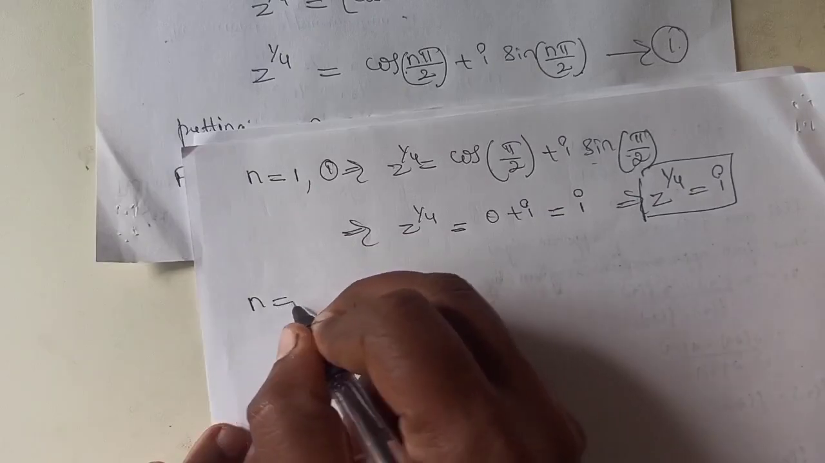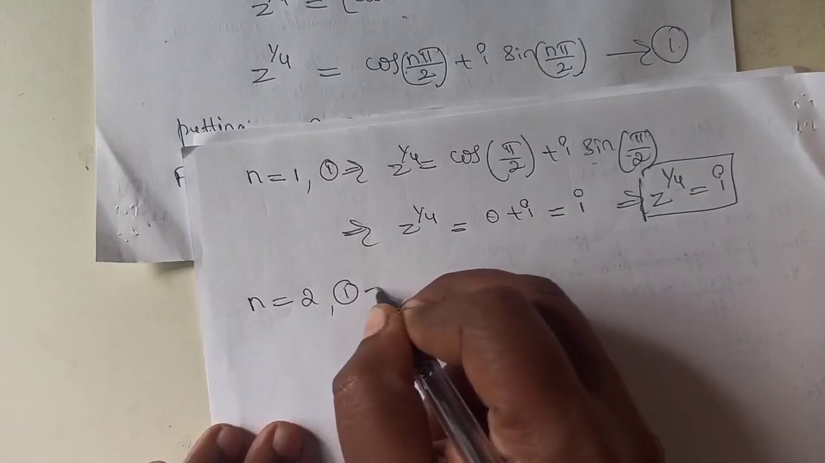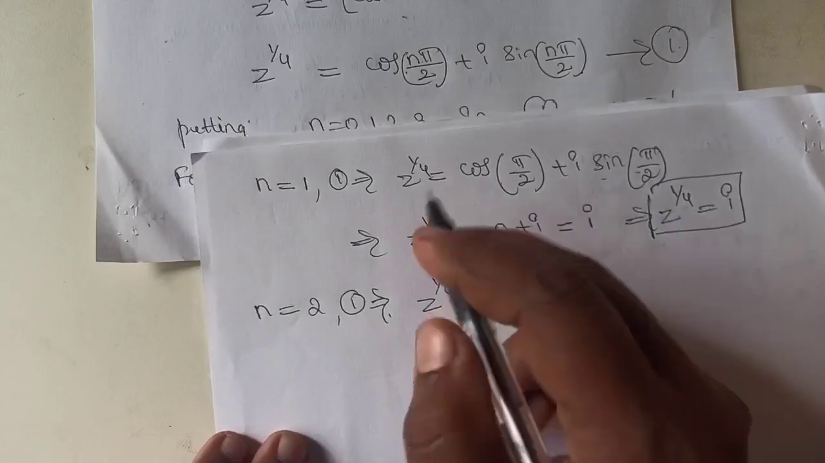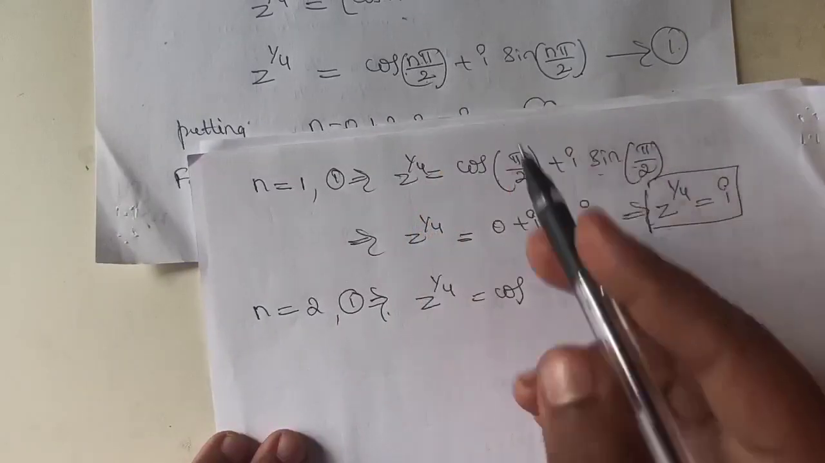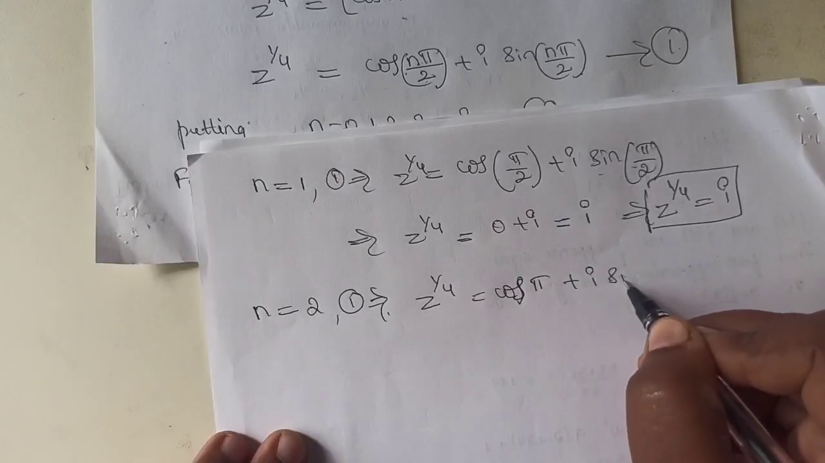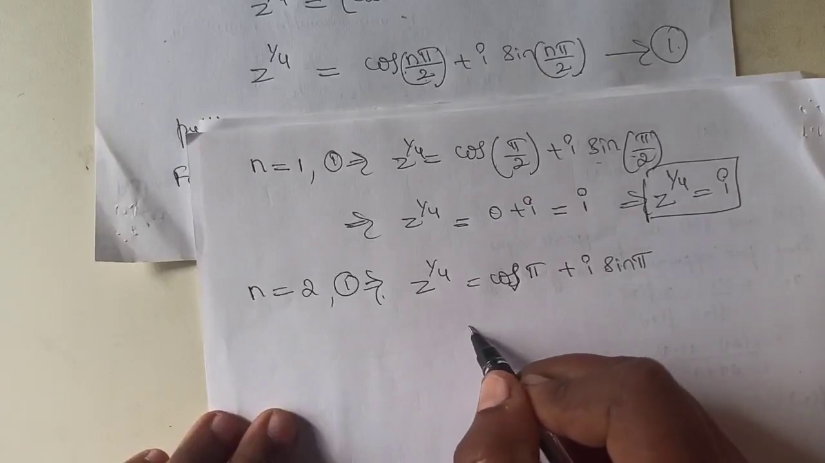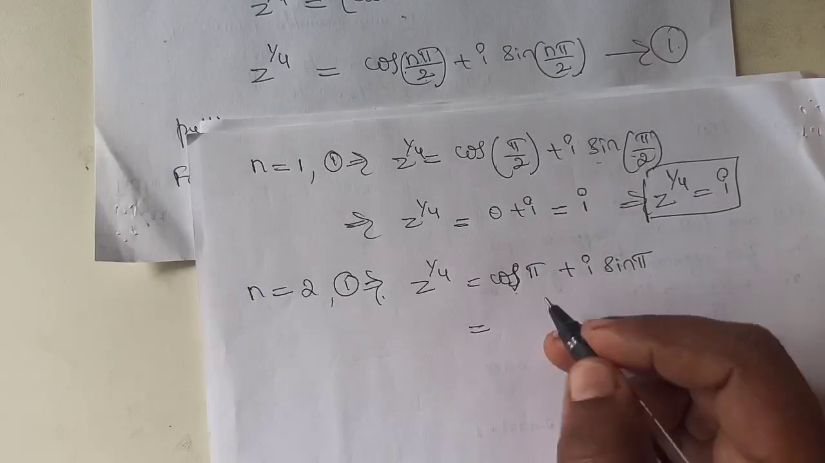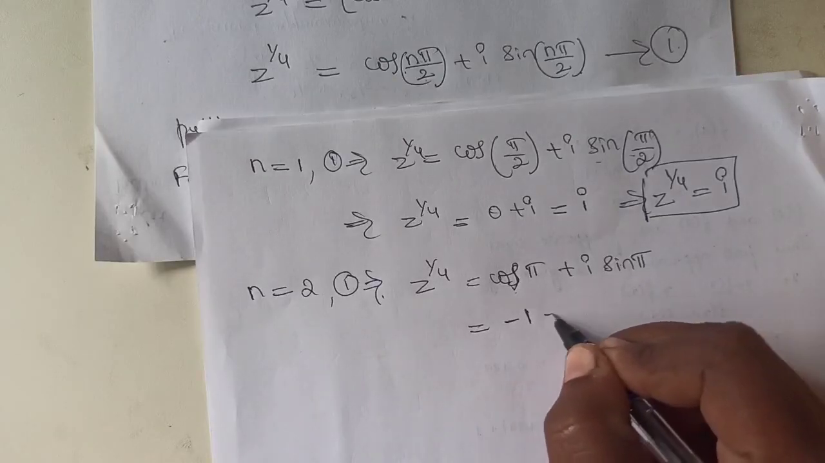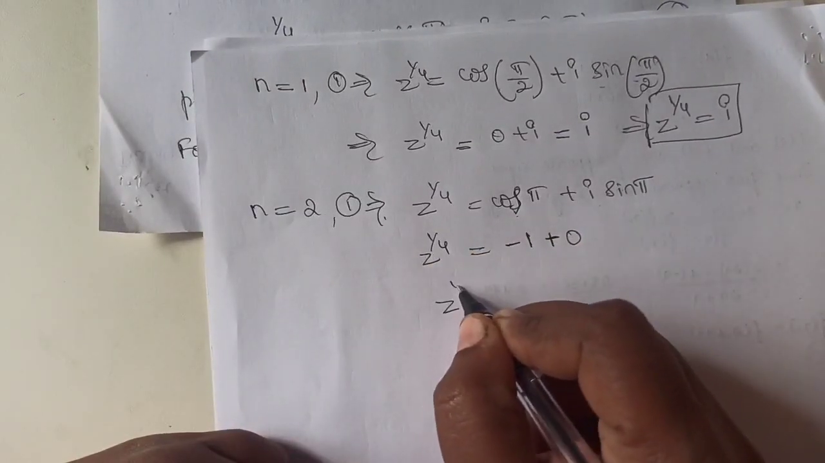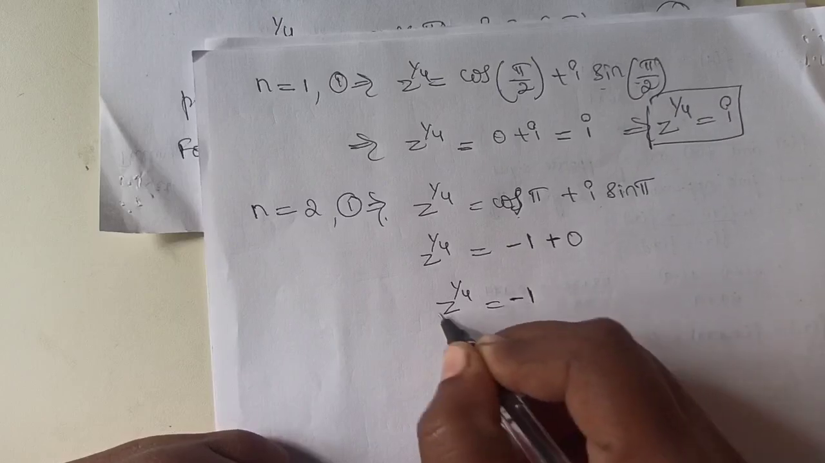For n equals 2, equation 1 implies z power 1 by 4 equals cos of 2 pi by 2, that is, we get cos pi plus i sin pi. Now cos of pi is equal to minus 1, plus i sin pi, which is 0. Thus the third root is minus 1.